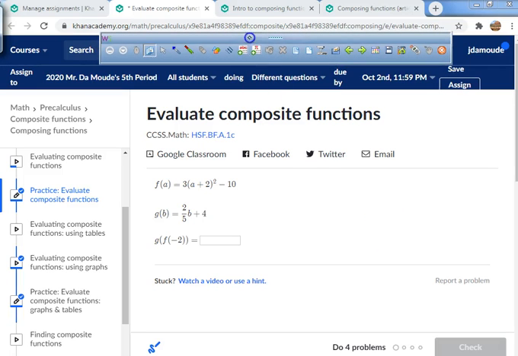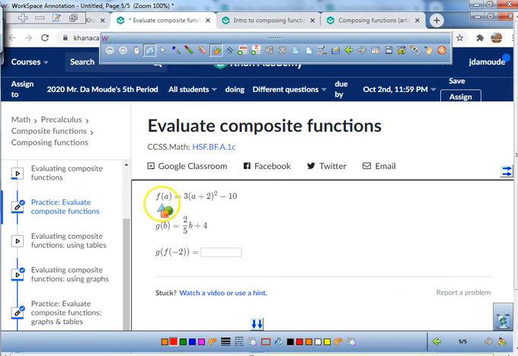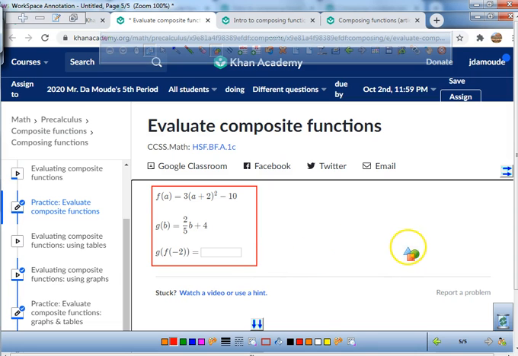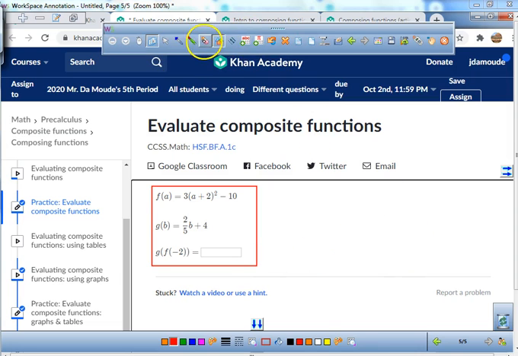All right, today what we're going to be working on is learning how to evaluate composite functions. Something you're going to want to make sure that you do is write this information down right here in your journal. We're going to go over a few problems, and hopefully that'll give you enough information for you to do this successfully.